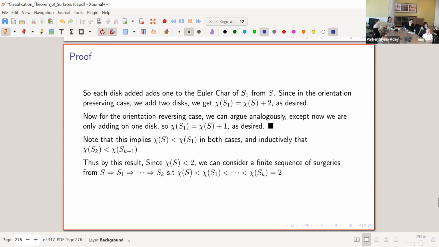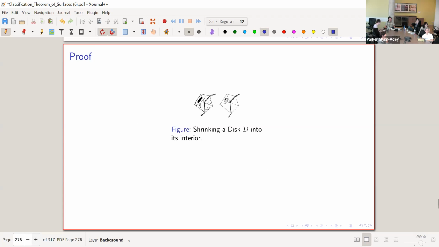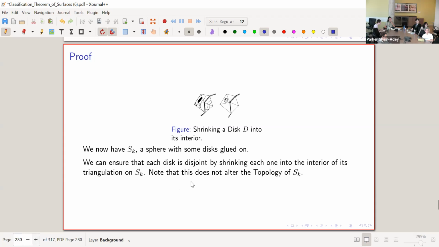So we can take a finite sequence of surgeries, and remember, the Euler characteristic of a surface must be less than or equal to 2. So eventually we're going to have to stop, because we'll get up to a sphere. So S of k will be homeomorphic to a sphere. Now we have S of k, which is a sphere with some disks glued on. So now we can ensure each disk is disjoint by shrinking each into the interior of its triangulation, and this doesn't alter the topology. So now we have a collection of disjoint disks.